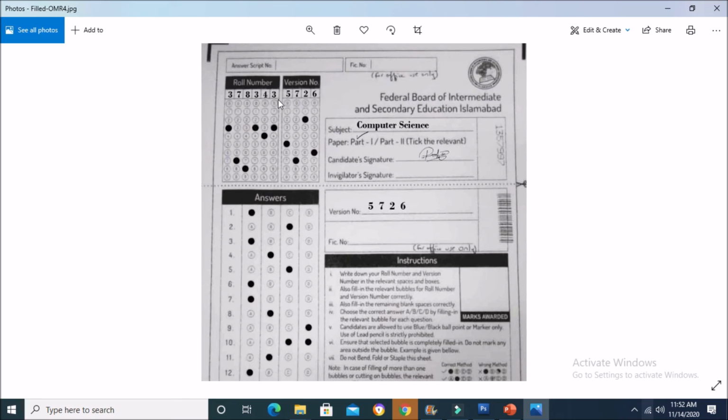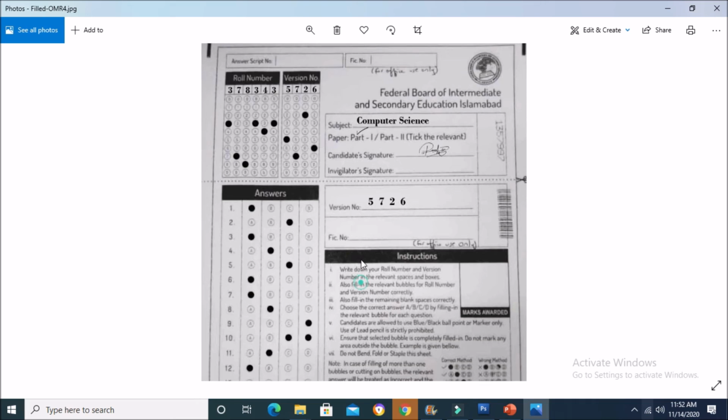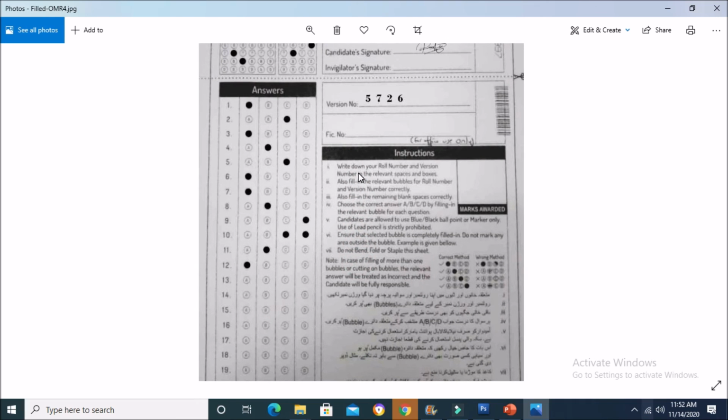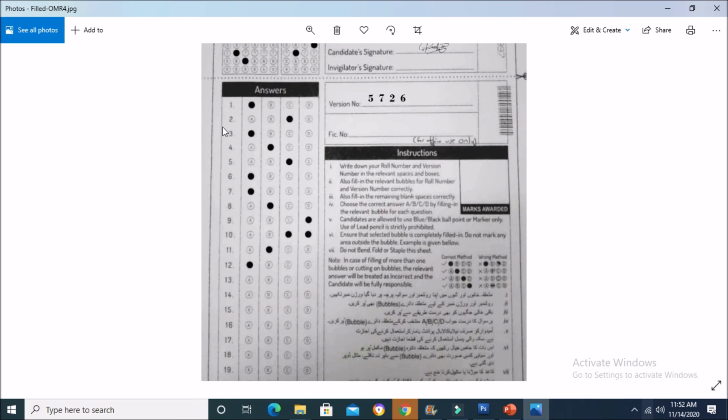The roll number is written over here, and according to the roll number and version number, their concerned bubbles have been highlighted with a black marker. The answers for the questions have been highlighted in a proper way. No outside filling, no improper filling is there. You can see over here.